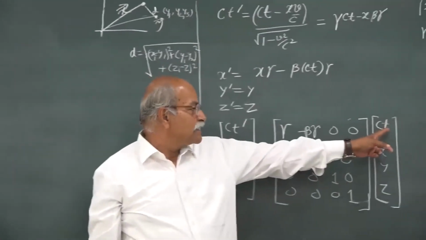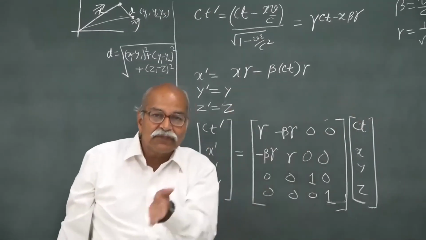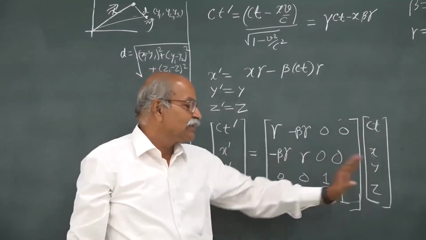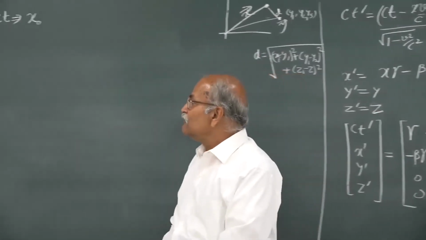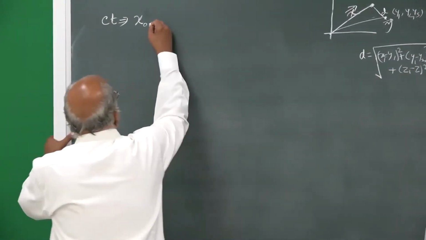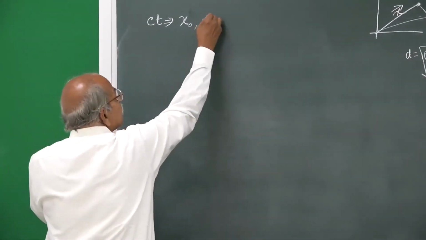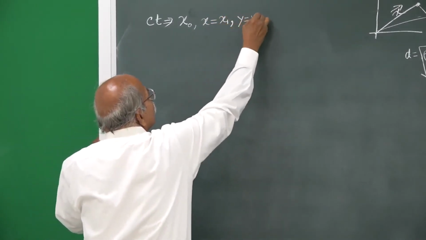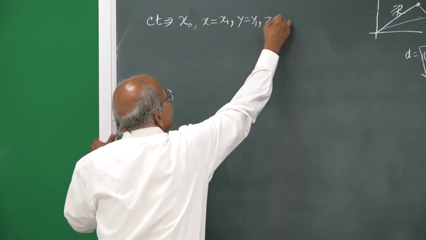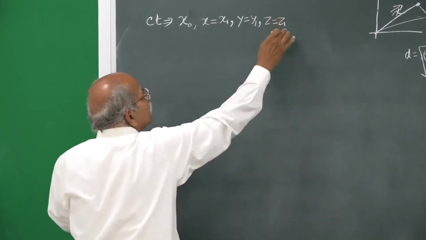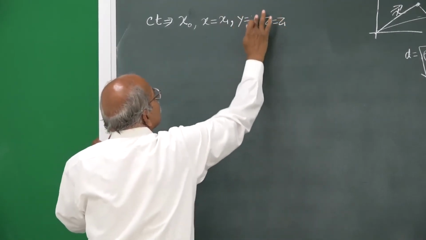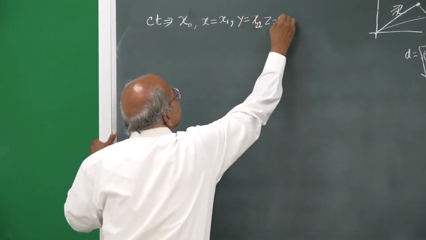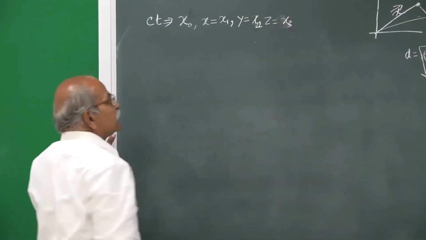This time component, let us call it x0 component. Instead of 1, 2, 3, 4, we will go 0, 1, 2, 3. So, this is 0 and 1, 2, 3. So, ct I call x0, then x I call x1, y I call x2 and z I call x3. So, that will be our symbols.